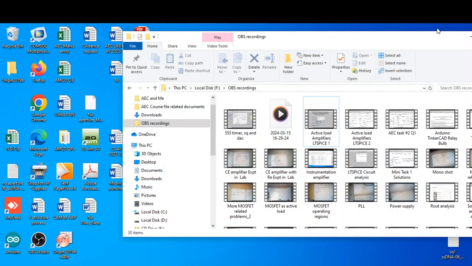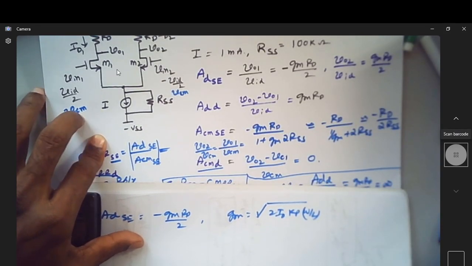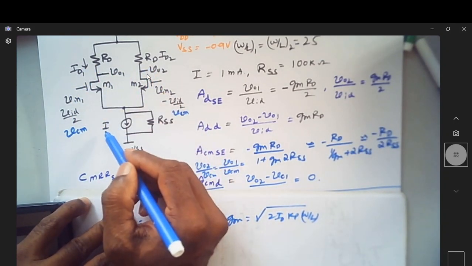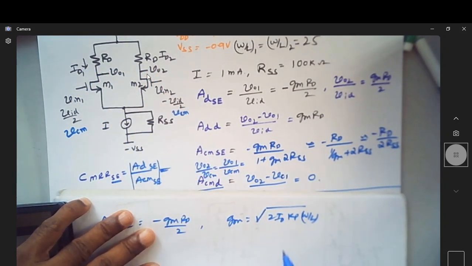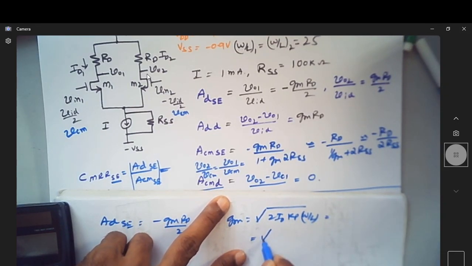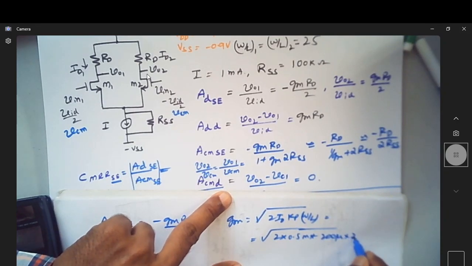Let me find out the values. Here we have assumed I is equal to 1 milliampere. Since it's a tail current source, ID1 and ID2 will be half of this I, that is 0.5 milliamperes. So this will be equal to 2 into 0.5 milli, because we know that Kp is 200 micro, and W by L is taken as 25.